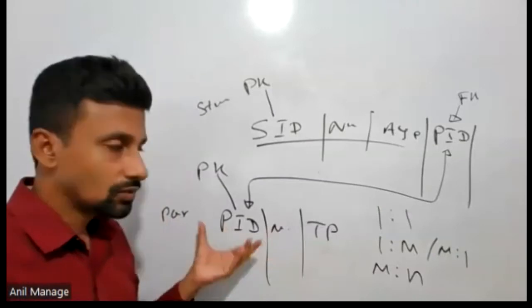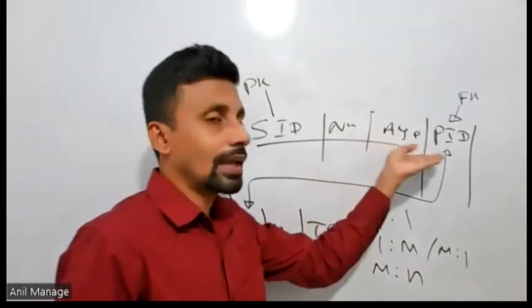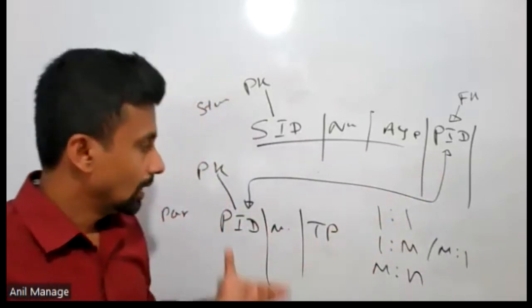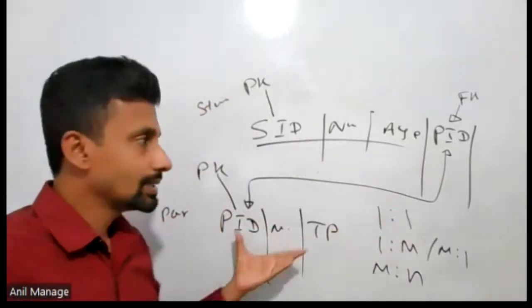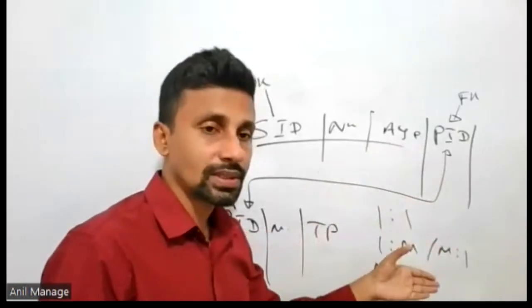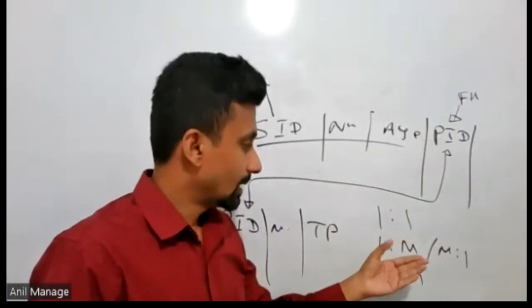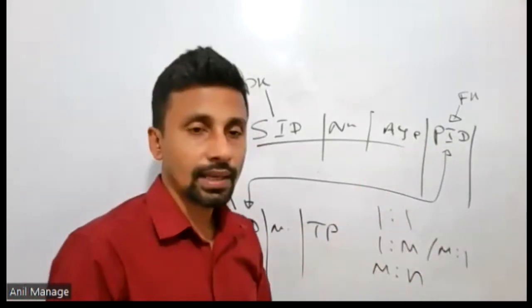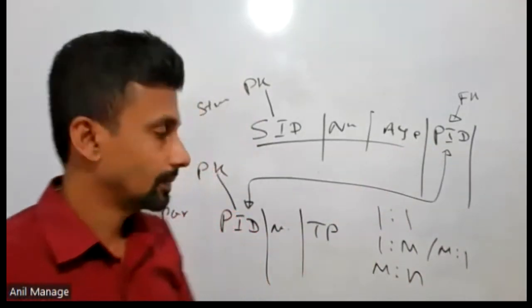So one table's 1 record is connecting to another table's 1 record. That is known as 1 to 1. One table's 1 record is connecting to several records in another table. That is called 1 to many. Or if you are connecting from the other side, it can be known as many to 1. Also possible.